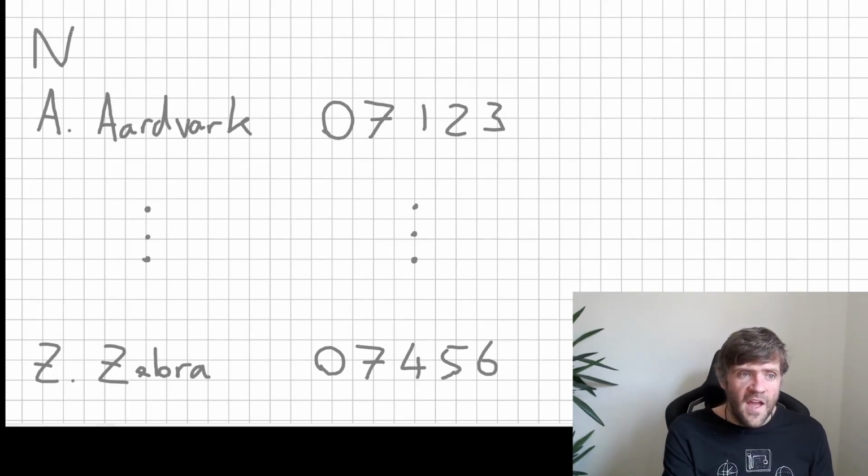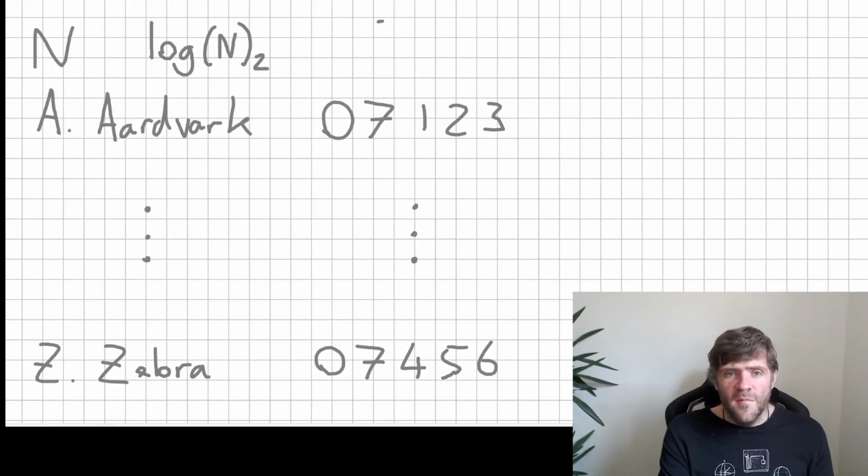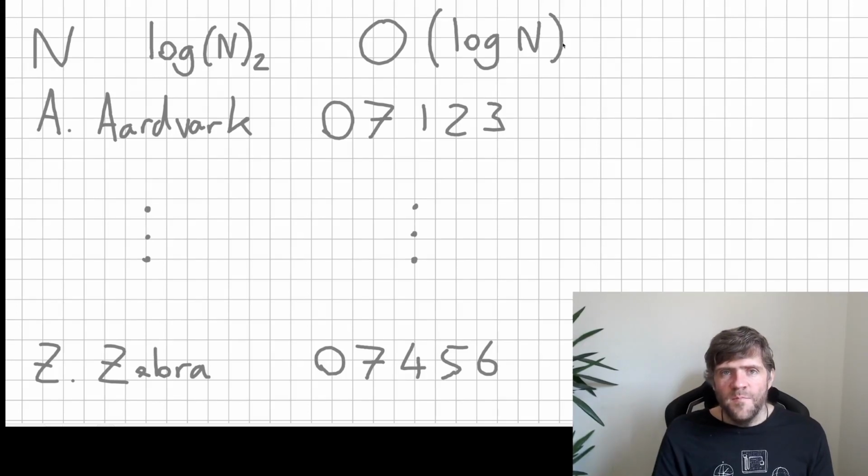So if big N is the total number of entries, how many times do you have to split that in order to find the specific entry you want? How many times can you halve it before you get down to 1? Well, obviously that is the log of N base 2. So the complexity of finding a given entry in this ordered list is O of log N. It is a logarithmic complexity, which is pretty nice.